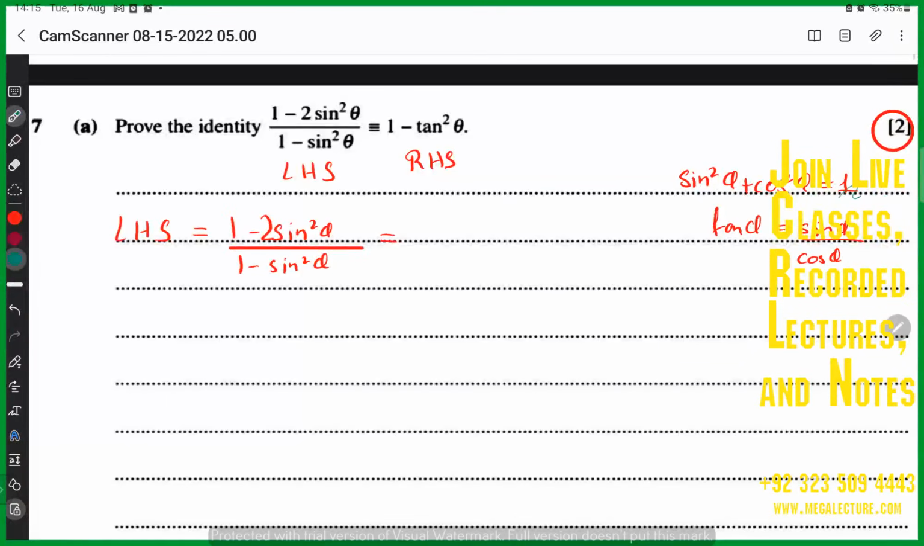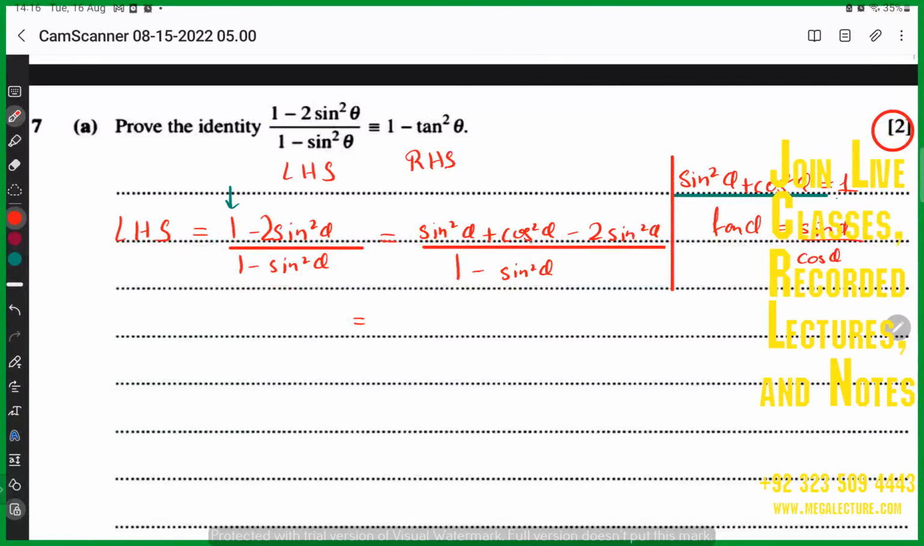Okay, instead of this one, I can write this thing. I can write sine square theta plus cos square theta. Sine square theta plus cos square theta minus 2 sine square theta, divided by 1 minus sine square theta. I'm just playing with the numerator for now. Okay, just give me 2 more minutes, please.